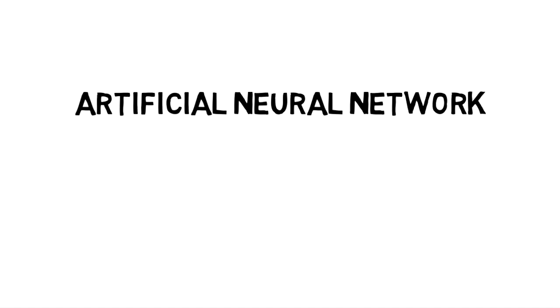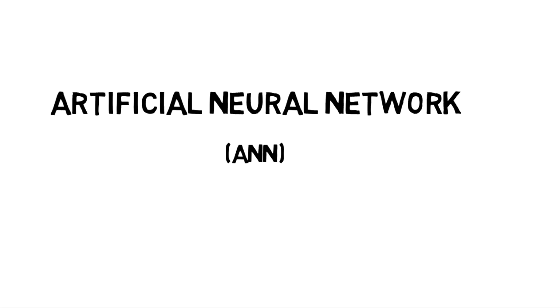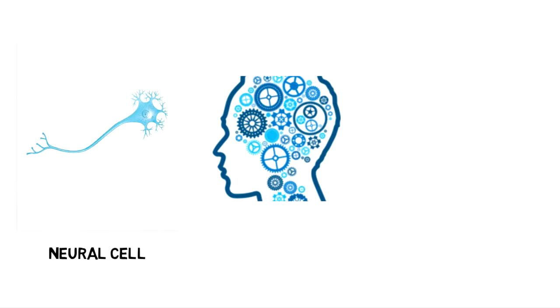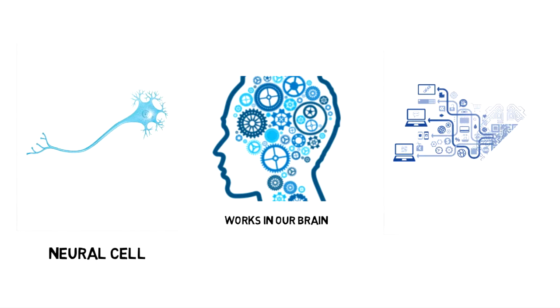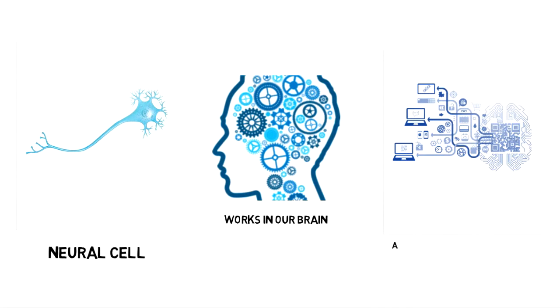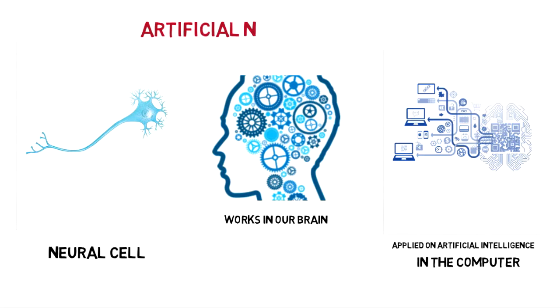Artificial Neural Network, or ANN, can be called a simulated neural network, or SNN. This is a picture of a human neural cell, and millions of them live inside and work in our brain daily and never stop. And that's what inspires most computer engineers to apply artificial intelligence in computers. And that's what we call an artificial neural network.